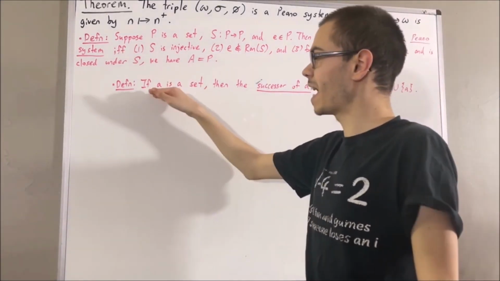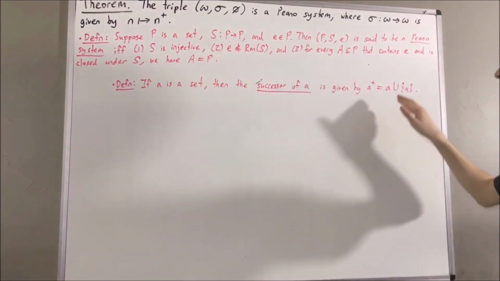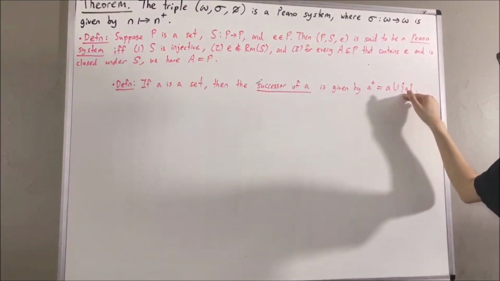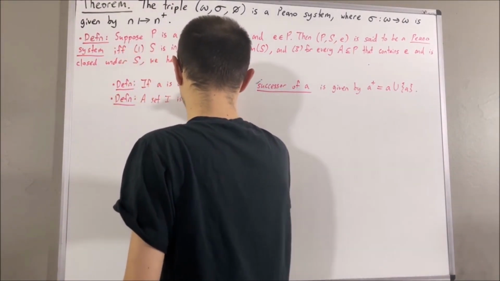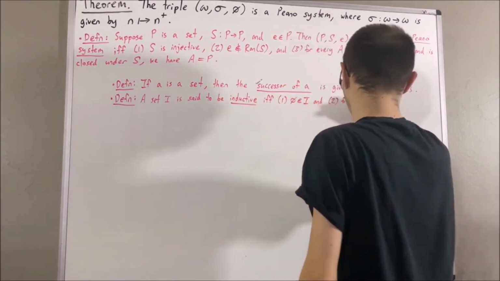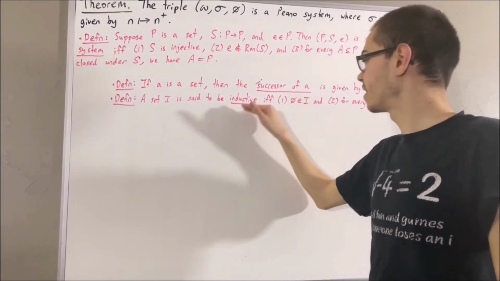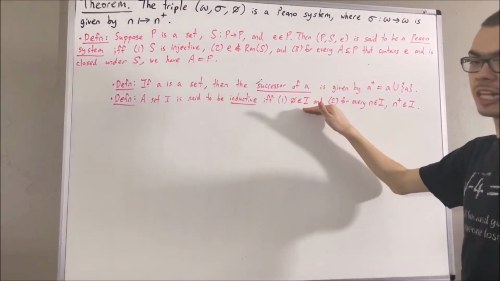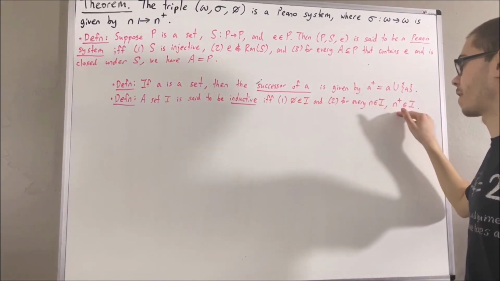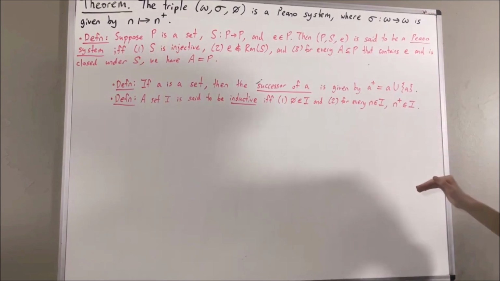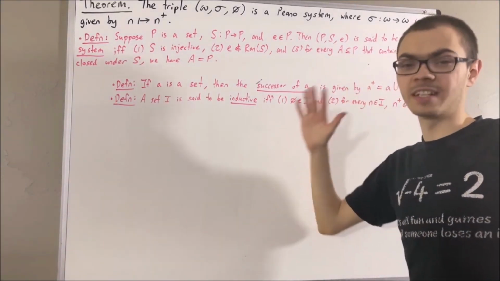First of all, if A is a set, then the successor of A is given by the union of A and the singleton set of A. And next, a set I is said to be an inductive set if the empty set is an element of I, and for every element n in I, the successor of n belongs to I as well. Now, a natural number is a set which belongs to every inductive set.